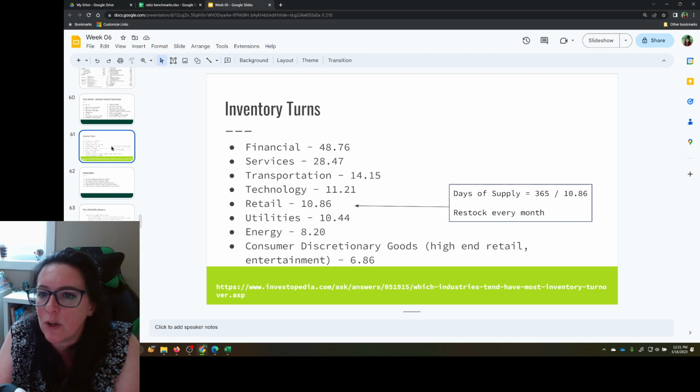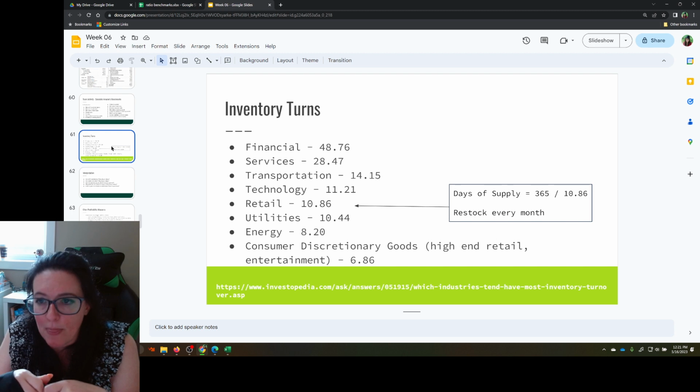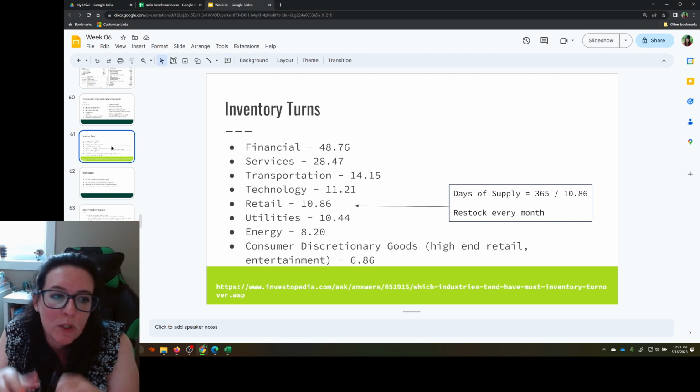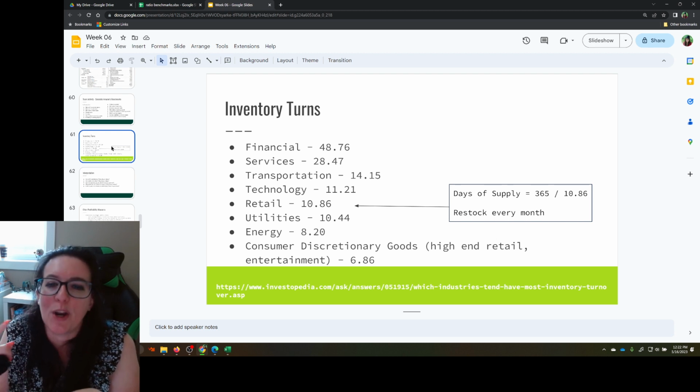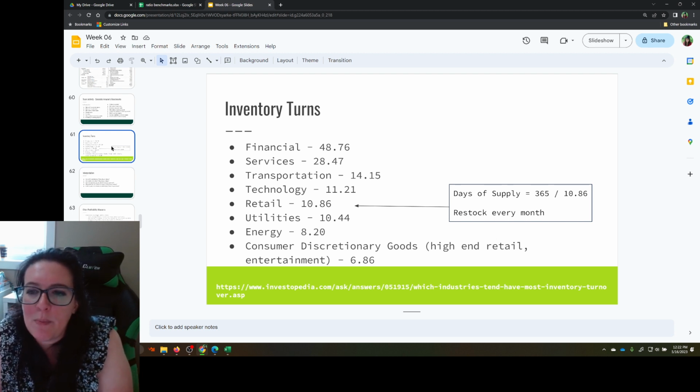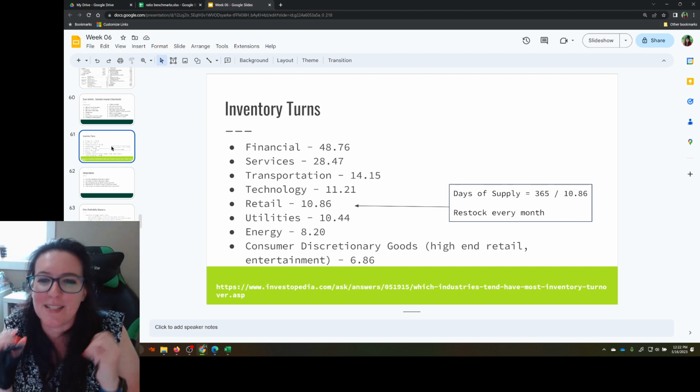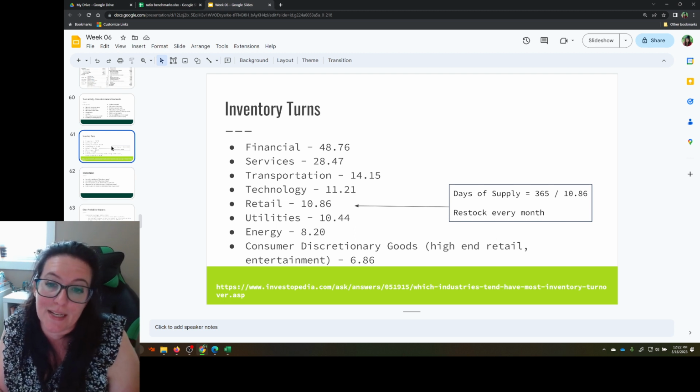In a previous video, we looked at the retail industry, for example, which has an inventory turnover rate of 10.86. So the days of supply, if they're selling 365 days a year, 365 divided by 10.86 means that they're restocking their inventory about once every month. When we look at inventory turnover rates, higher means we move through the inventory quickly. Too high, though, means that we can't keep enough on hand to make the customers happy. The second it's in the door, somebody buys it and the shelves are empty again.